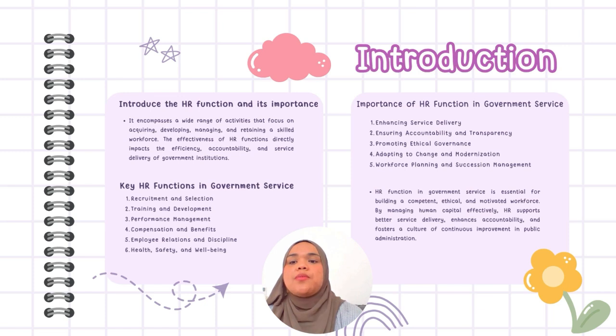Number four is compensation and benefits, providing competitive salaries and benefits. For example, offering pension plans and health insurance to government workers. Next is employee relations and discipline. They need to maintain positive relationships and address grievances. For example, resolving disputes through mediation within a department.